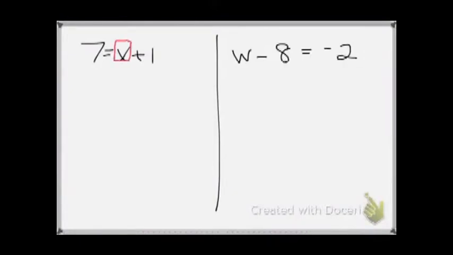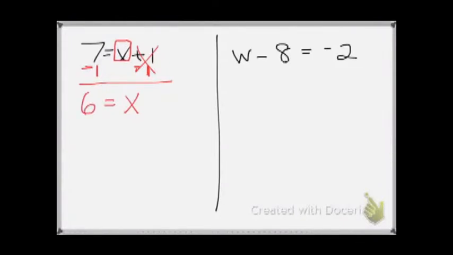X is the brat, and you want to get it to be alone. So the person moving its seat is going to be the +1, so you would do -1. Don't do -7, do -1 to both sides. That crosses out that person. You bring down the X all by itself, and 7 minus 1 is 6.